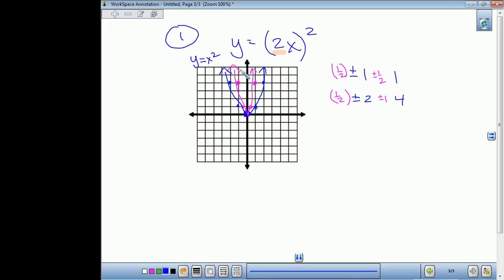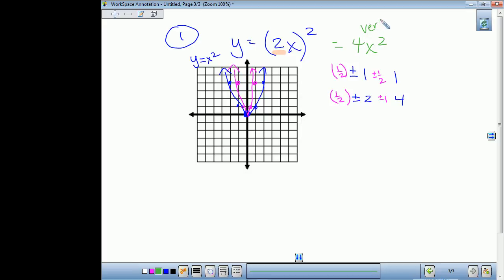The interesting thing about this is there's actually two ways we could describe it. Horizontal compression by a factor of 1/2 is the way the equation is written. But guys, can't I square stuff that's in parentheses? What happens if I square that too? 4. It equals 4. What happens if I square the x? It is x squared.